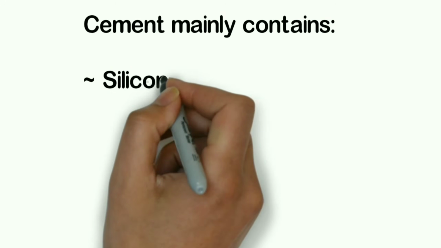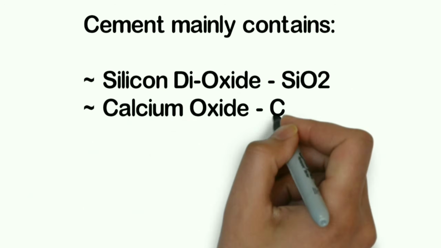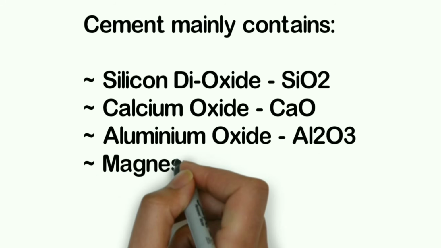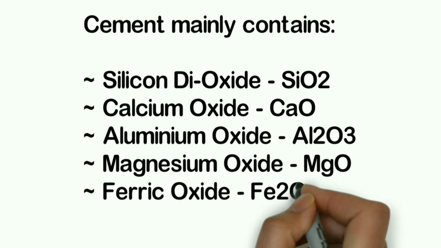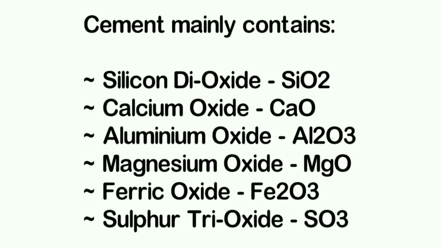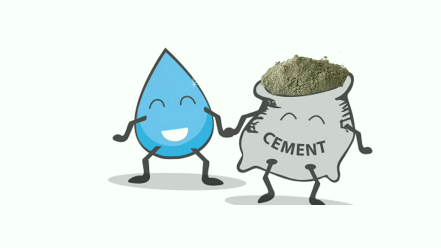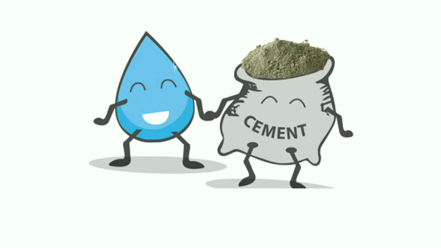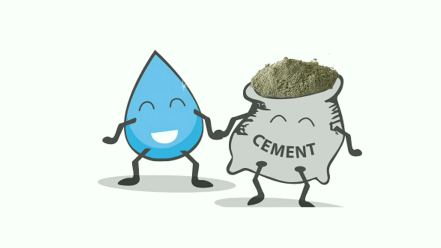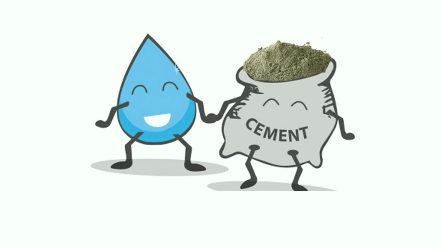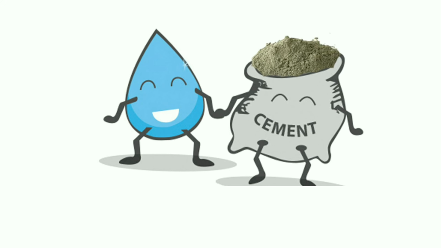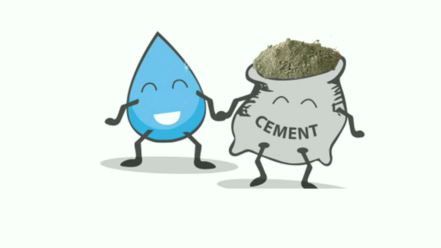Some of the chemical compounds present in cement are silicon dioxide, calcium oxide, aluminum oxide, magnesium oxide, ferric oxide, sulfur trioxide. And when water is added to cement, the ingredients react with each other and form more complex compounds. These more complex compounds are called Bogue compounds, which will be discussed in coming videos.